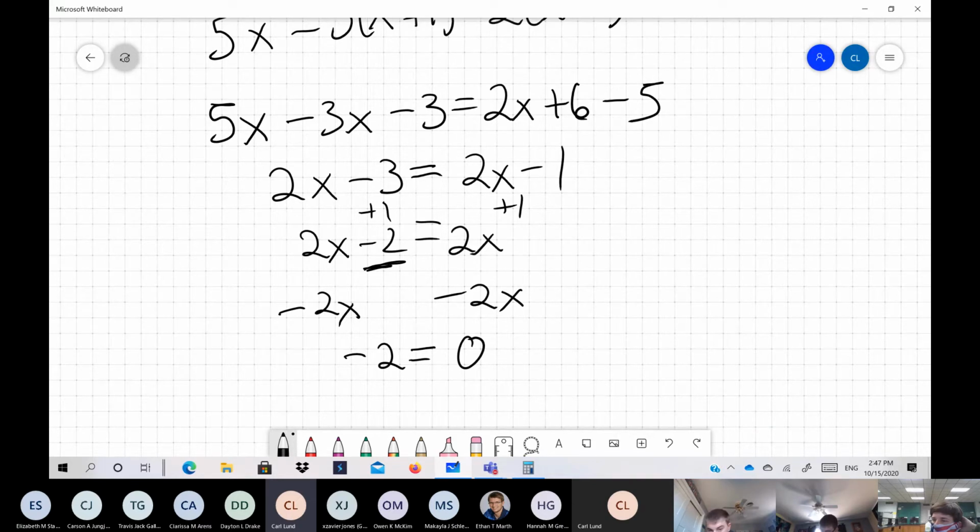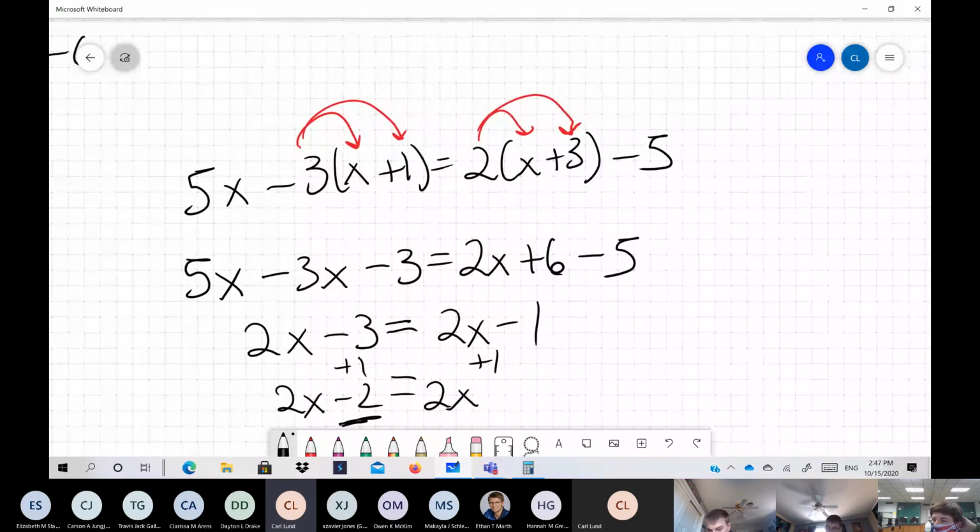What's the solution to my original equation? What's the solution to this equation? There's no solution. That's right.